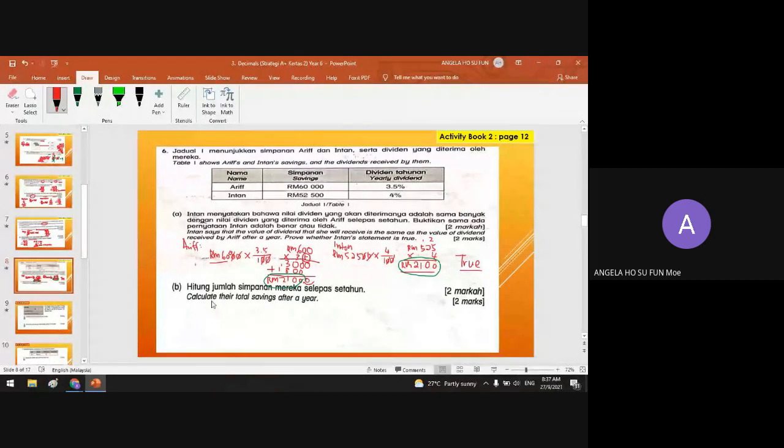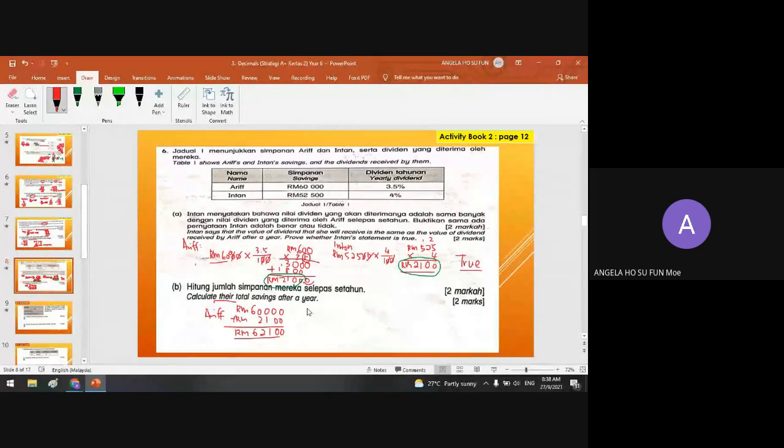And last one, calculate the total saving after a year. After a year, what is their total saving? Means that Arif and Intan's saving. So first of all, I need to sum up first the dividend and the amount of Arif. Arif originally his money is 60,000. Get the dividend from the bank is 2,100. So plus together, you get his money after that is 62,100.